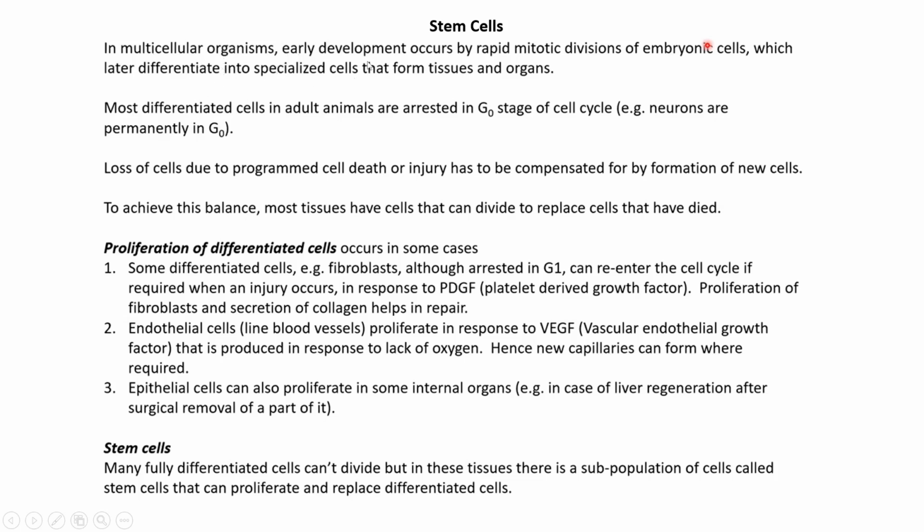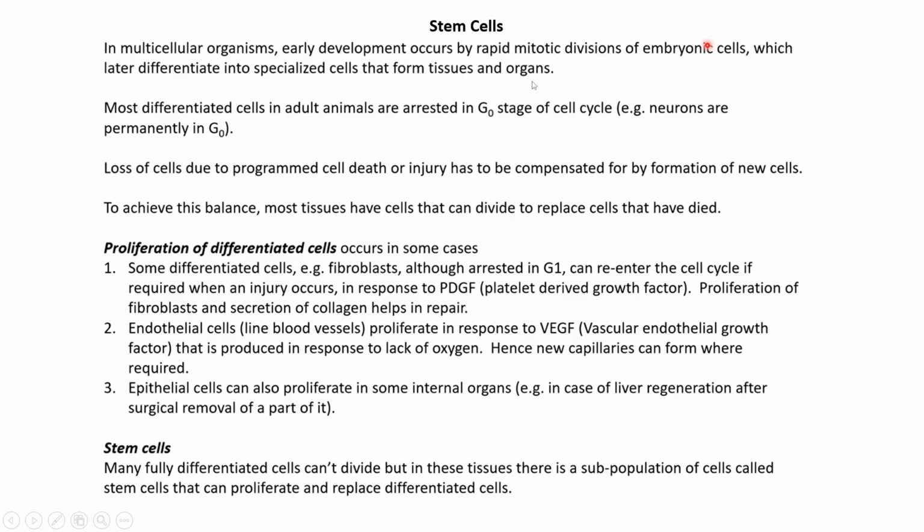In a multicellular organism, generally, at the earlier stage, there is rapid mitotic division of the embryonic cells, which later differentiate into specialized tissues and organs. Most of the differentiated cells are arrested in the G0 stage; for example, neurons are permanently in G0. So in the early stage, the embryonic cells divide rapidly and form tissues and organs.